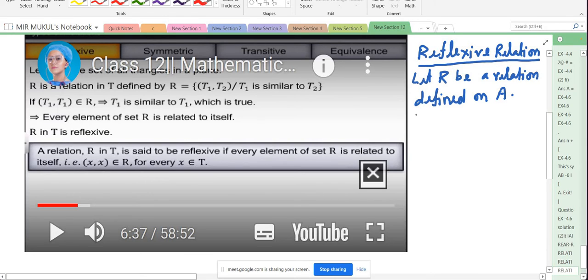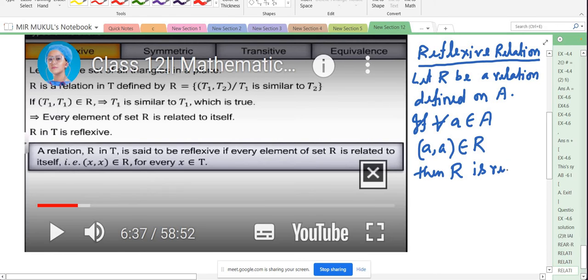If for all a belongs to A, here I have written the for all symbol, the ordered pair (a, a) belongs to R, then we can say that R is reflexive. Understood? Yes, sir.